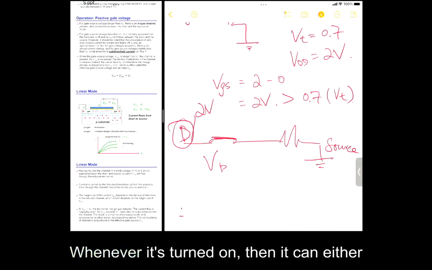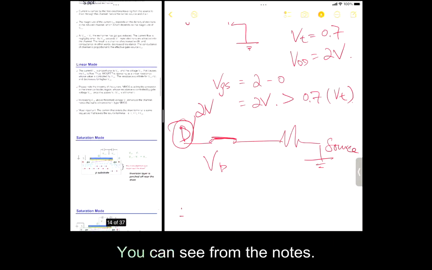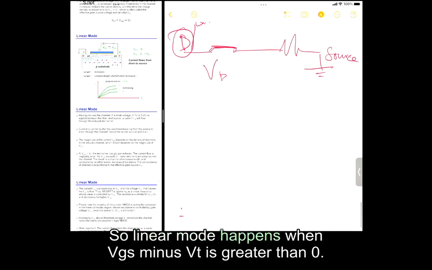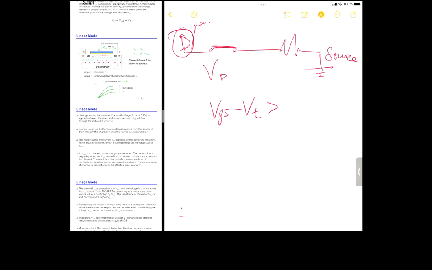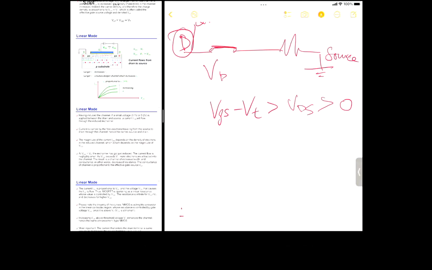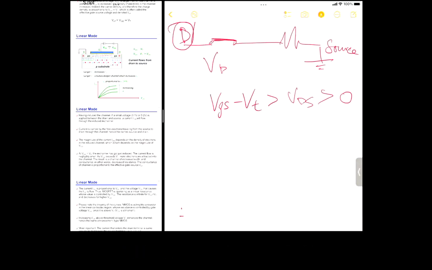Whenever it's turned on, it can be either in linear mode or saturation mode, as you can see from the notes. We'll discuss linear mode first. Linear mode happens when VGS minus VT is greater than 0. This is the operating case, but you also have a small VDS. Let's see for this one.